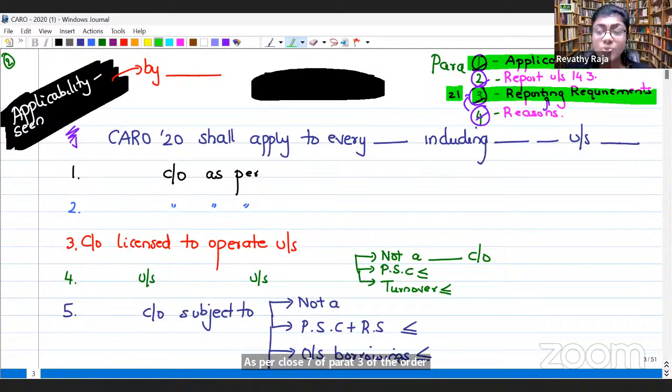Did you understand why I mentioned para 1 and para 3 specifically here? If you start the exam answer with that sentence, as per para 1, as per para 3, applicability 1, reporting 3. So, we are going to cover in detail: first, para 1; second, para 3. If this much is clear, can we go to para 1, applicability?